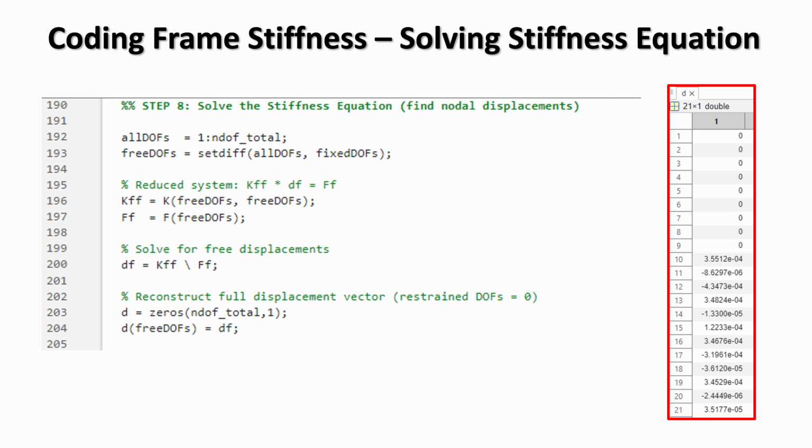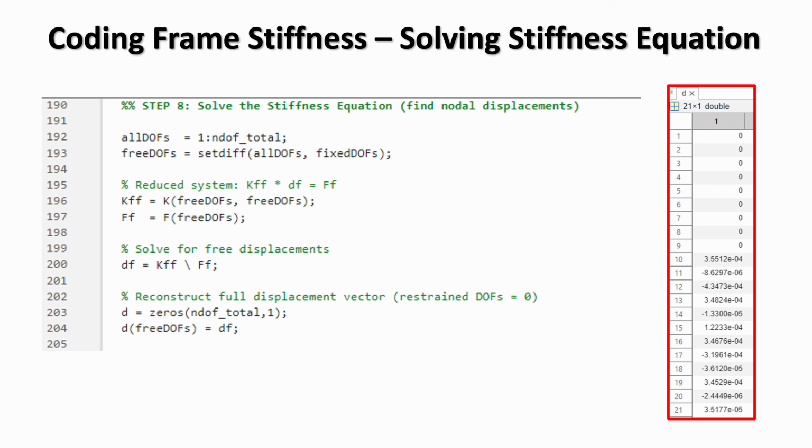These correspond exactly to the equilibrium equation KFF times DF equals FF. We can then solve this system using the backslash operator, which efficiently handles matrix inversion and numerical stability. The result, DF, contains all the free nodal displacements, both translations and rotations expressed in global coordinates. We then reconstruct the full displacement vector D. All the restrained degrees of freedom are set to 0 automatically because fixed supports cannot move or rotate. We then populate the free degrees of freedom with the values we just solved.